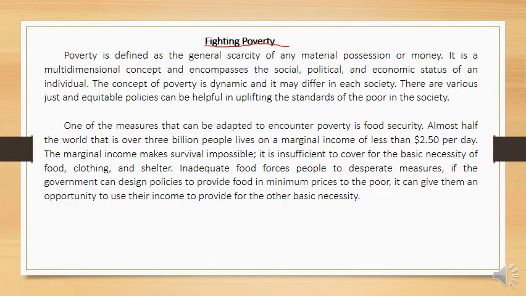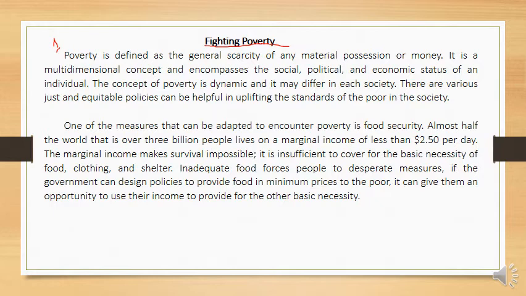Poverty is defined as the general scarcity of any material possession or money. Now, this is the first sentence of the introductory paragraph. Okay, this is the first sentence, sentence number one. The first sentence in an introduction is called a hook. And I have told you that there are many kinds of hooks. Here, I chose the definition hook in which I defined poverty. So I started with a definition. So this is the hook.